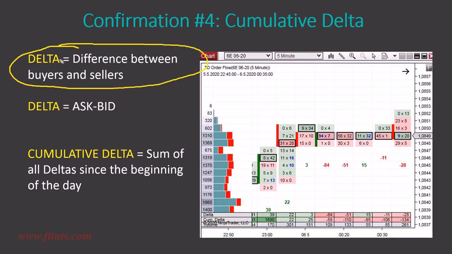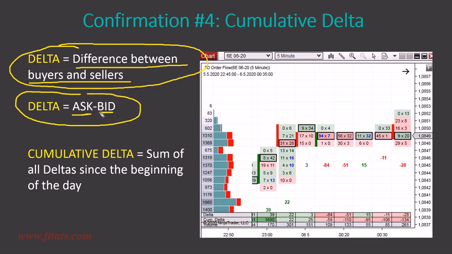So delta is difference between buyers and sellers. This is a short definition of delta. It's not 100% correct, but if you remember this one, you should be fine. Now, this is how delta is calculated.